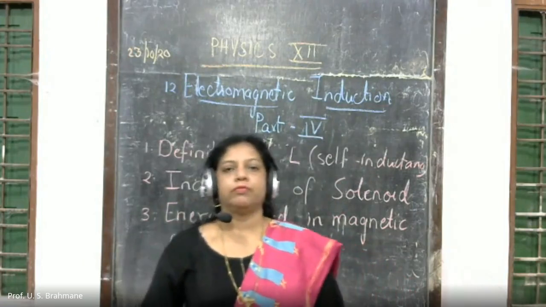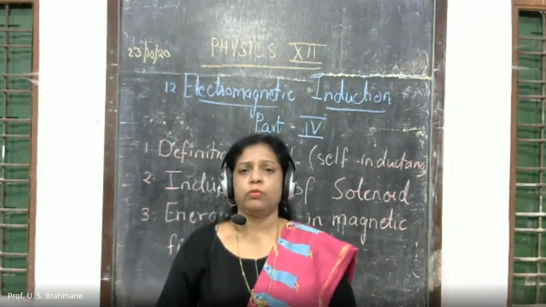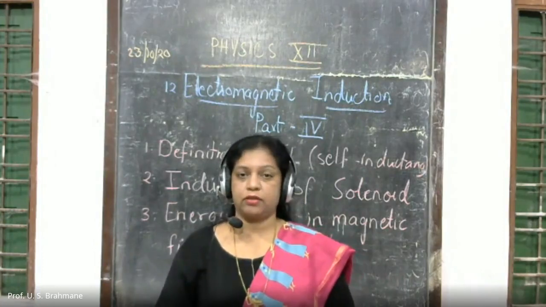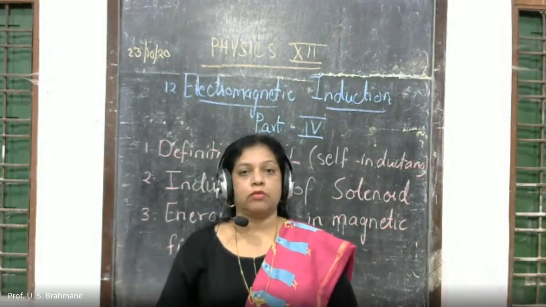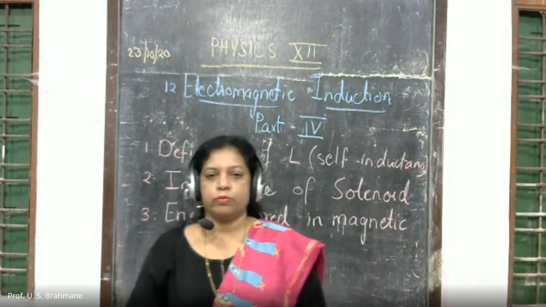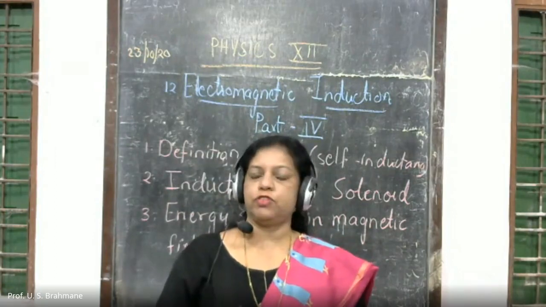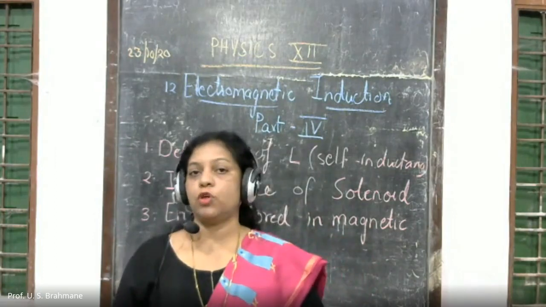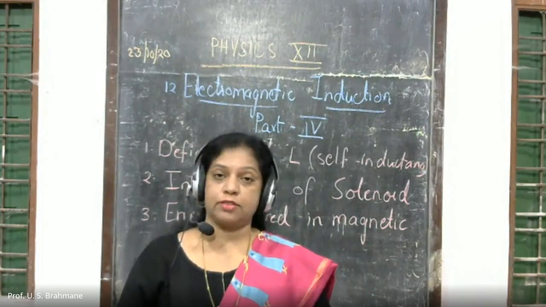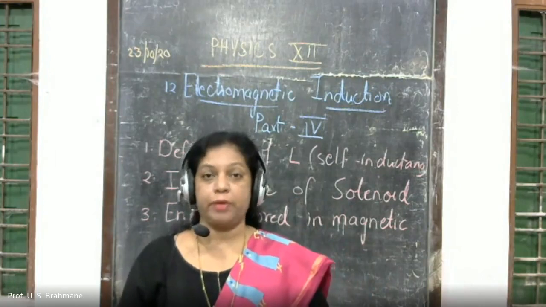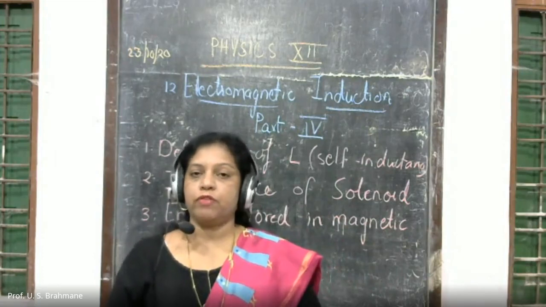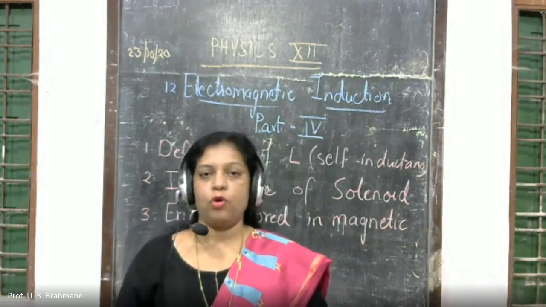So what did we study? First, we saw the electromotive force, motional electromotive force. First we saw translational motion, and then rotational motion. For both cases, we have seen that E is equal to Blv, where E is the induced EMF. And before that we also saw Faraday's law and Lenz's law.